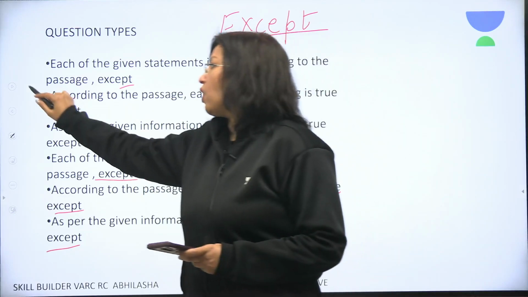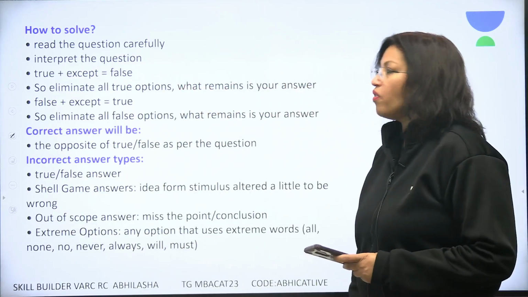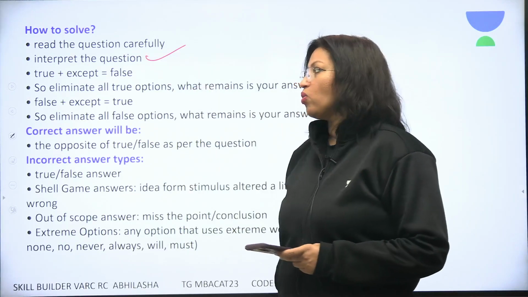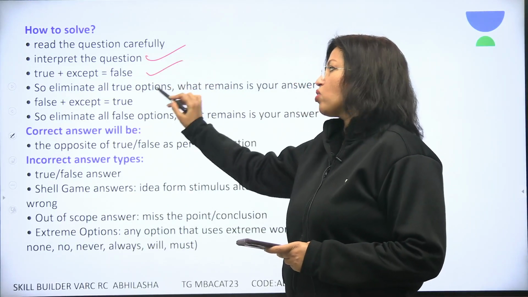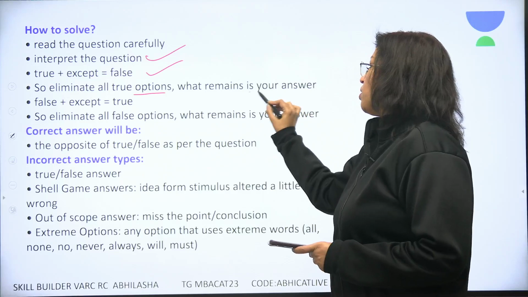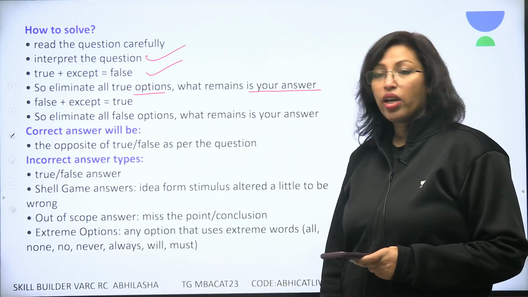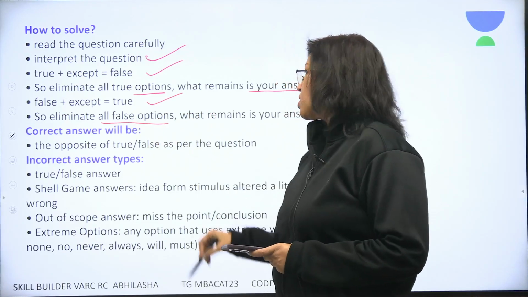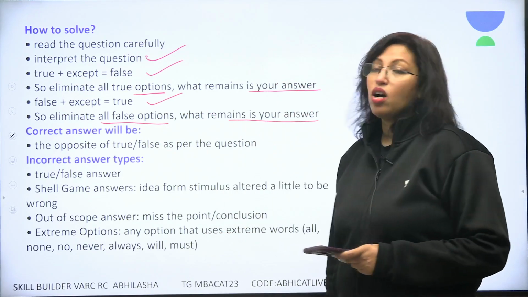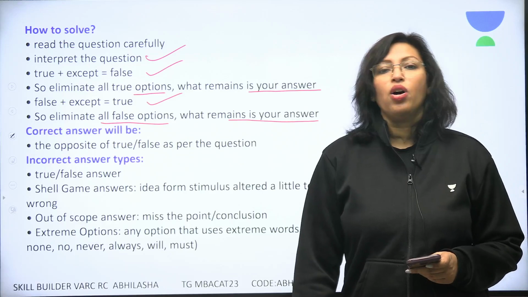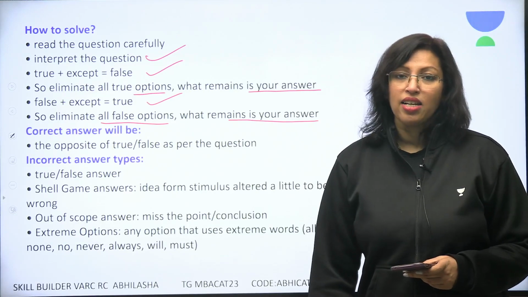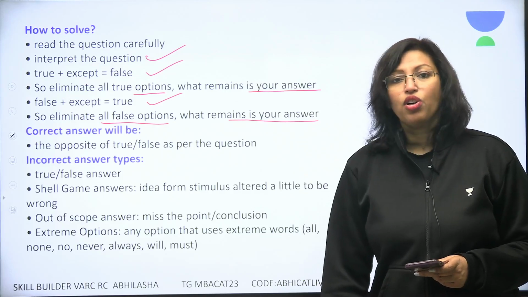Okay. Alright. Very quick input on how to solve. Read the question carefully. Interpret the question. What is it asking you? True plus except will be false. So eliminate all true options. What remains is your answer. Okay. False plus except will be true. So eliminate all false options. What remains is your answer. Whether it is a factual question or an inferential question, the process will remain the same, guys. Remember that? That's very important for us to remember.